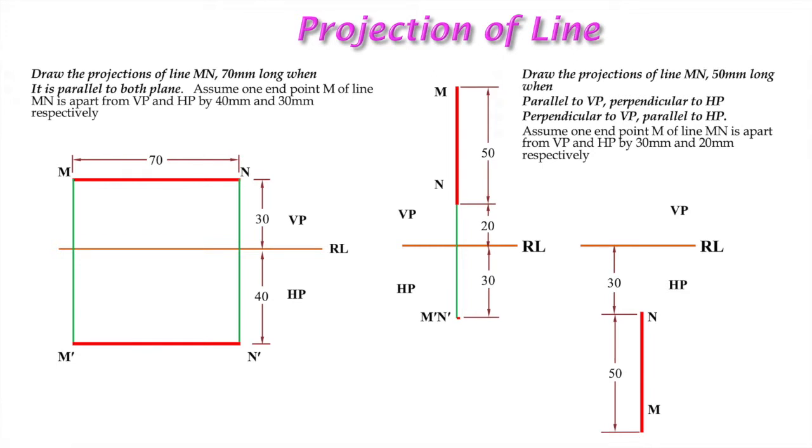And then from both points M and N, draw the projection lines. And here it will be the point. So these are the three combinations of lines. Then I will discuss other combinations of projection of lines.